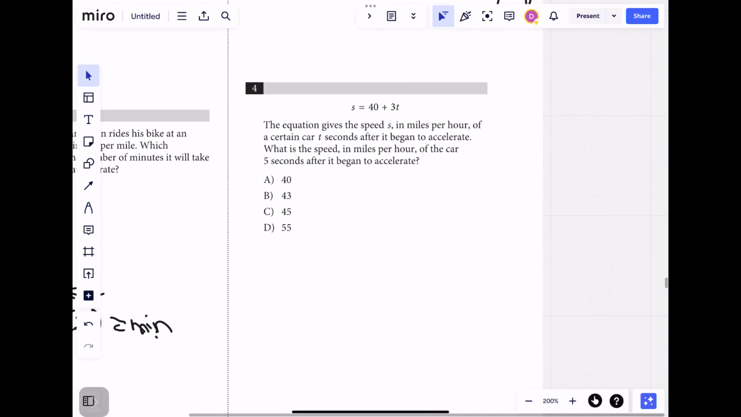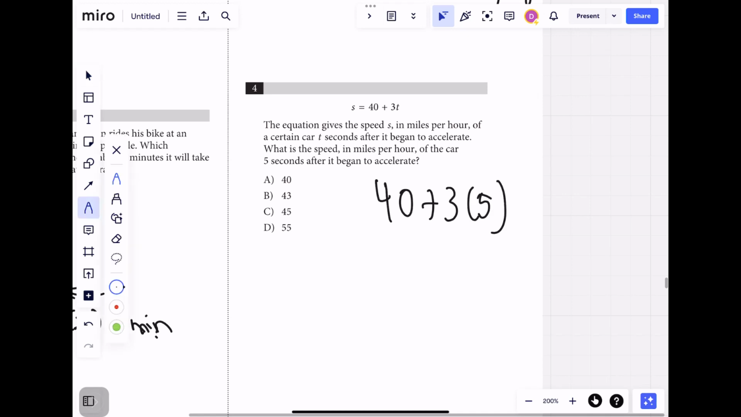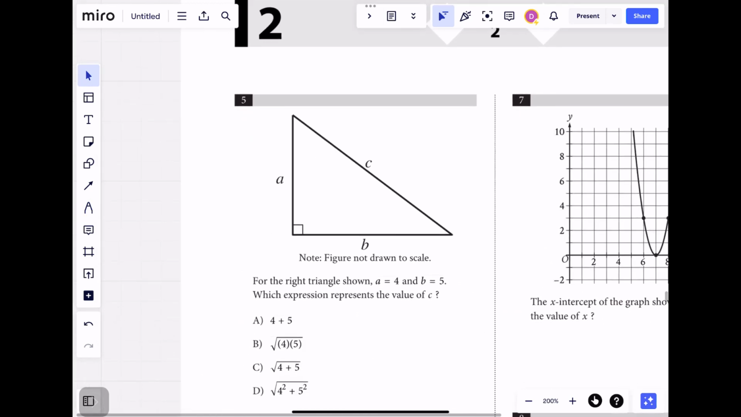The equation gives the speed s in miles per hour of a certain car t seconds after it began to accelerate. What is the speed in miles per hour of the car 5 seconds after it began to accelerate? So we can just plug in 5 for t. So 40 plus 3 times 5, 40 plus 15, 55. D.